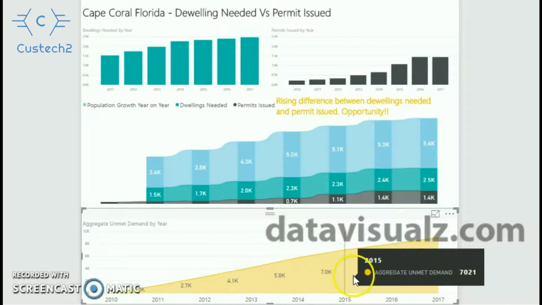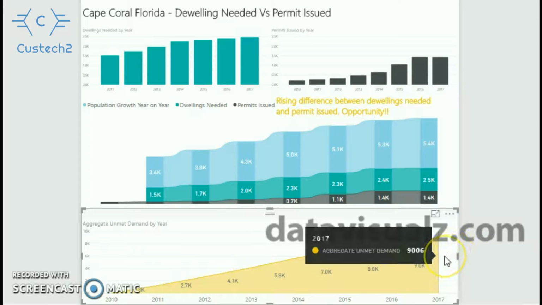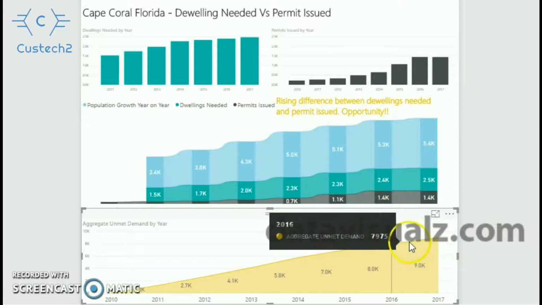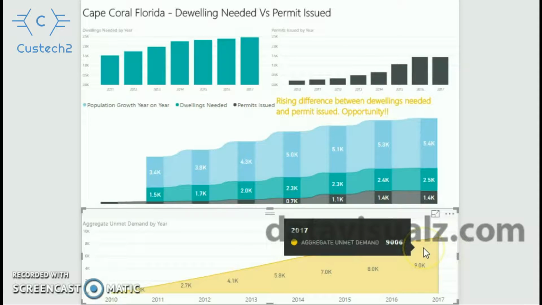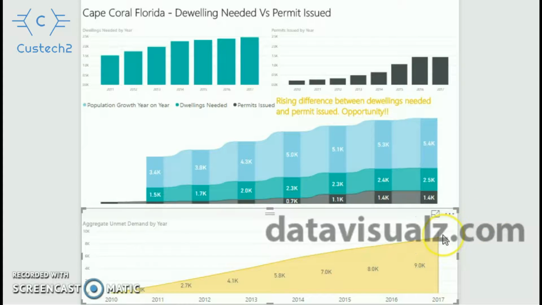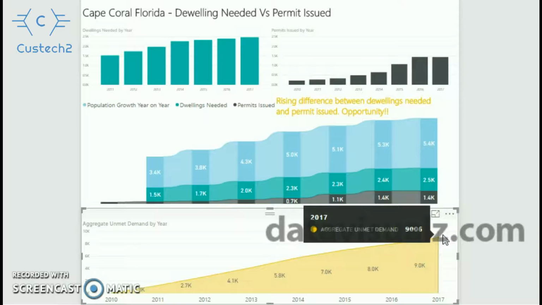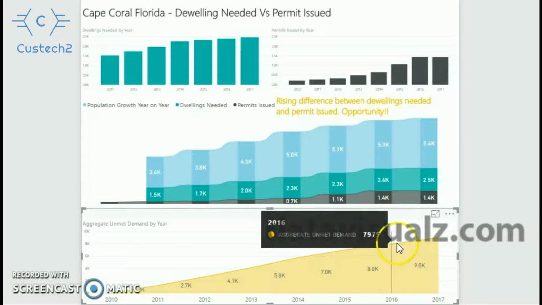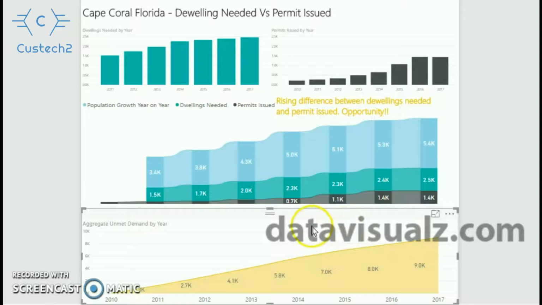From 1.3 thousand to 9,000 in 2017. So it means there are exactly around 9,000 dwellings needed, and this is whereas the permits have not been issued, or the permits are not being demanded, and there is a lot of potential for increasing the number of permits issued so that dwellings needed could meet the demand.